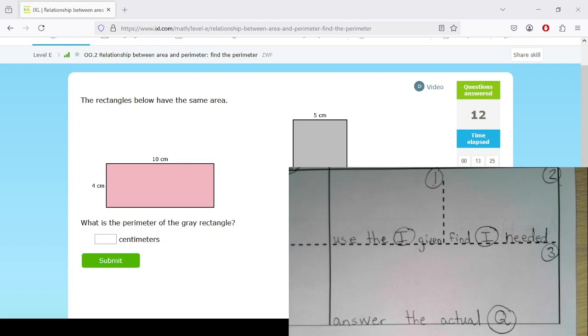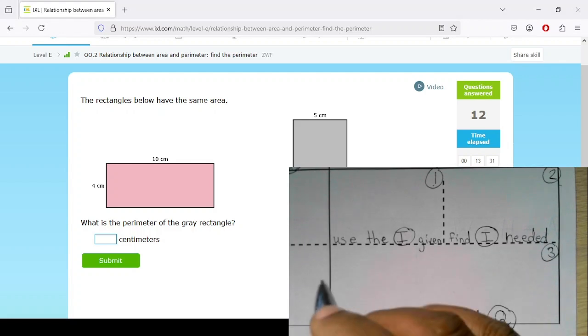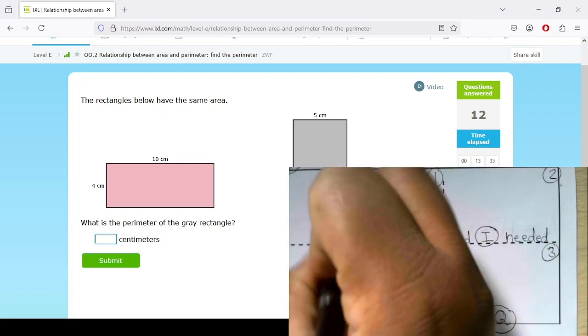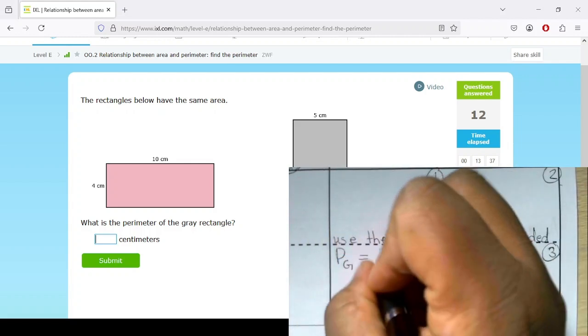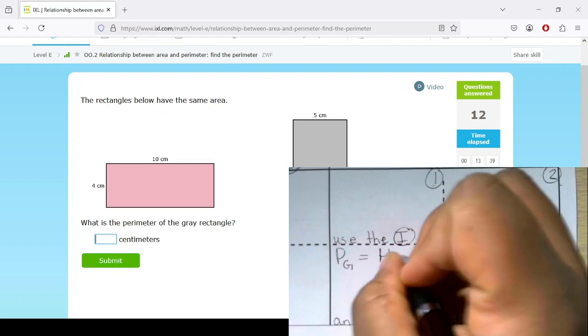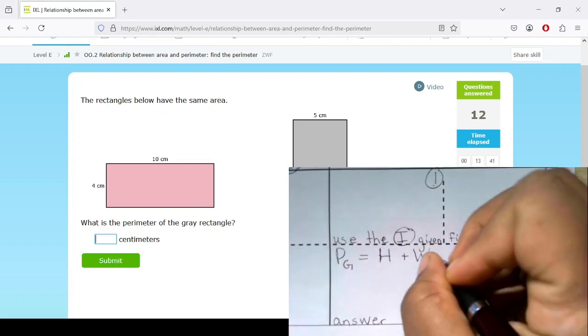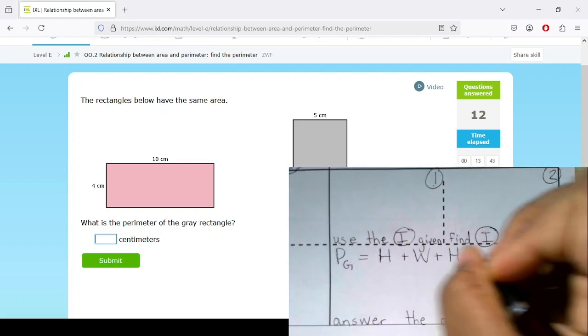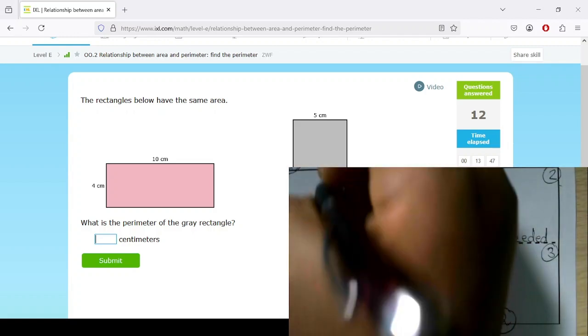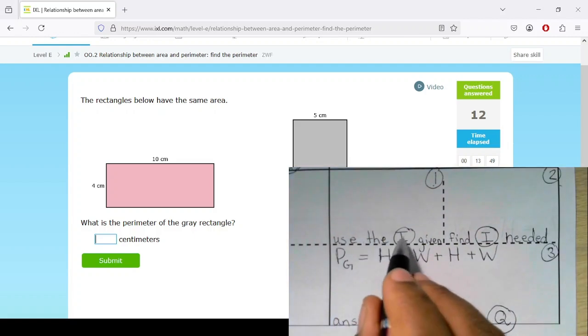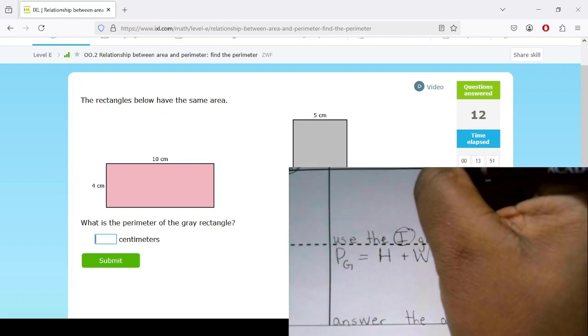I can also use the fact that multiplication is commutative, that area is multiplicative. So I'm asked, what is the perimeter of the gray rectangle? So perimeter of the gray rectangle is calculated by adding up the height and width of every side. So I'm going to use the information that I'm given to get started. That's my first step.